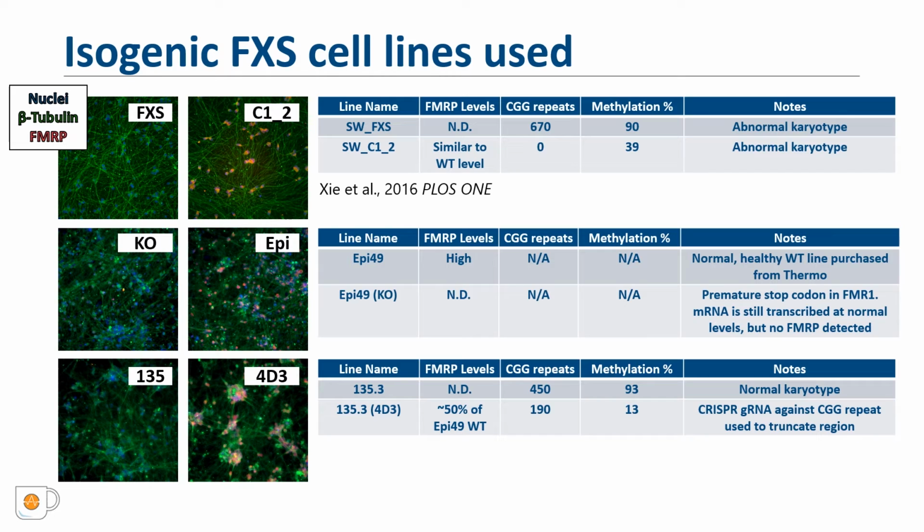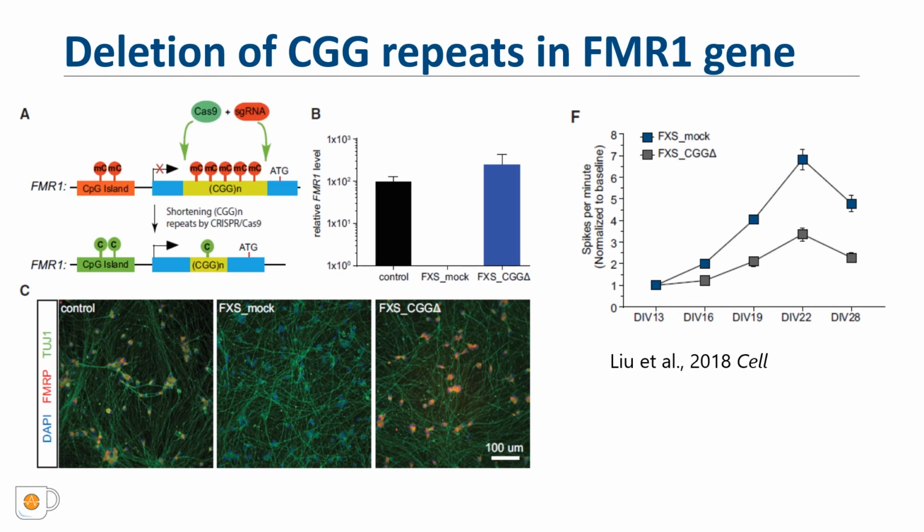to the left. The final isogenic pair used was also generated from a Fragile X patient line, denoted as 135.3. This line was also generated by Dr. Wu through CRISPR editing of the CGG repeats in order to produce a clone with a truncated CGG repeat region. Images of this isogenic pair also show detectable levels of FMRP in the CRISPR-corrected isogenic control neurons and a lack of FMRP expression in the Fragile X patient-derived neurons.